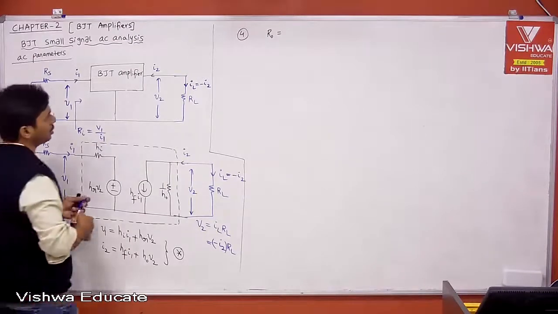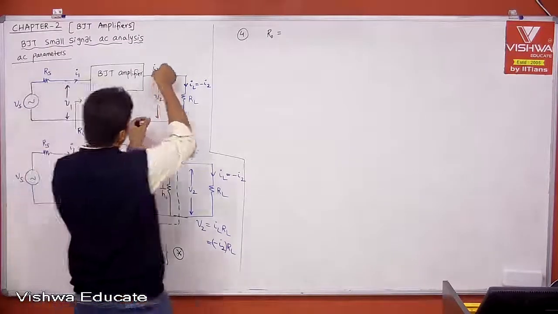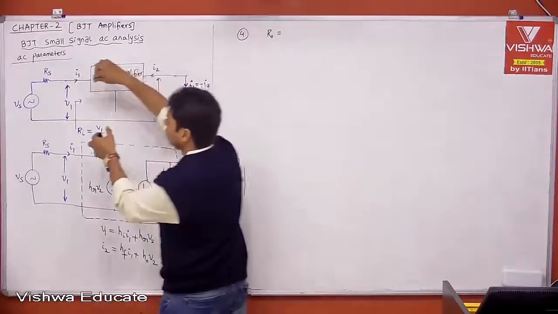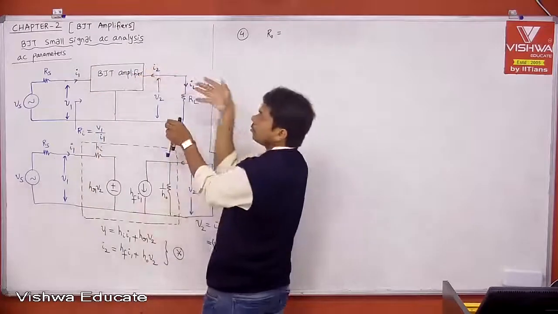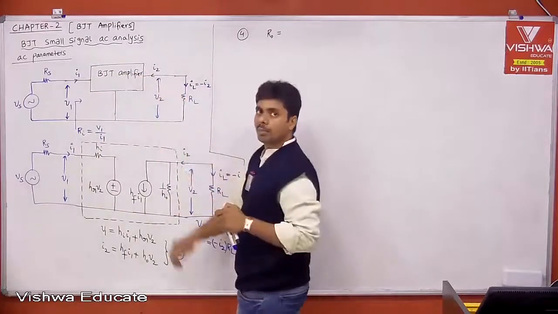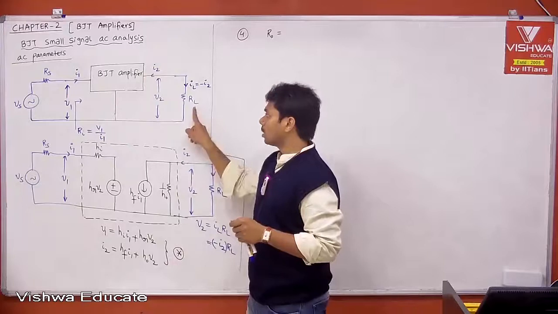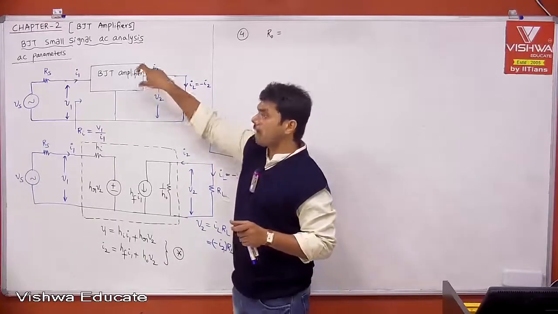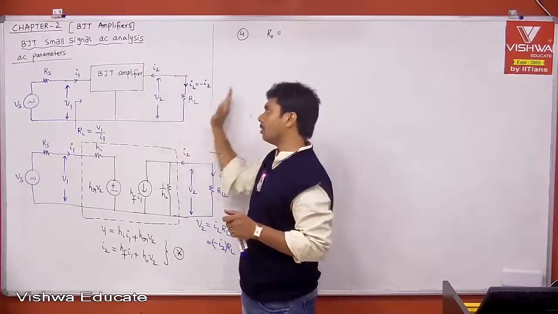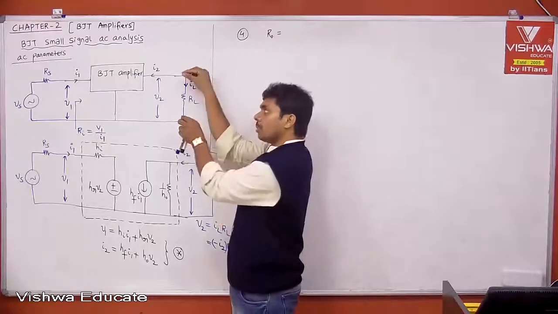Similarly, what is your R0? The impedance seen from the output port. Impedance seen from the input port is the input impedance of your amplifier. Impedance seen from the output port is nothing but the output impedance of your amplifier. Remember, we should not include the load because we are defining the output impedance of your amplifier. Then we should exclude the load, and then we should see from the output port.